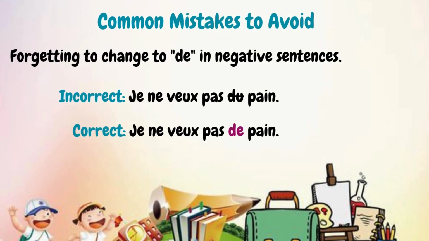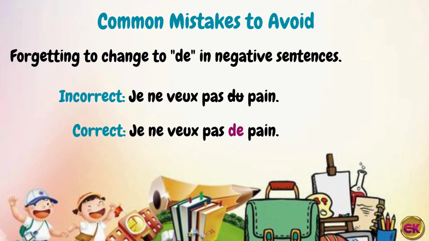Forgetting to change to de in negative sentences, regardless of noun gender or number. It is wrong to say Je ne veux pas du pain. Correct form is Je ne veux pas de pain.